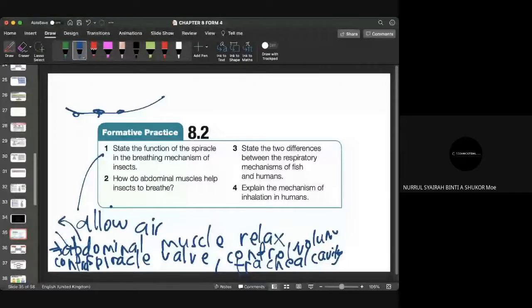Okay. State 2 differences between respiratory mechanism of fish and human. Apa beza dia?